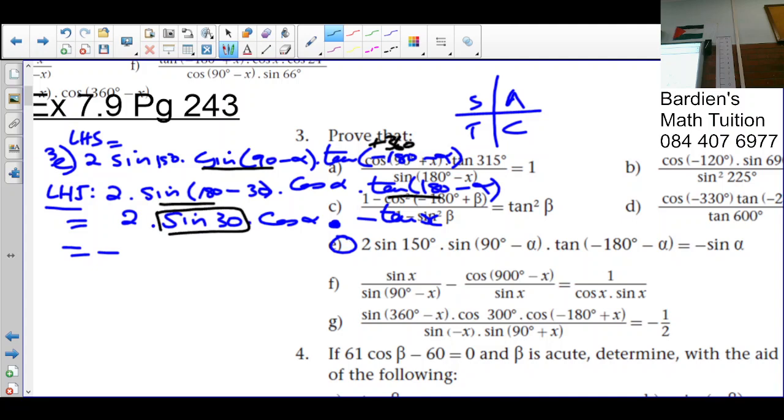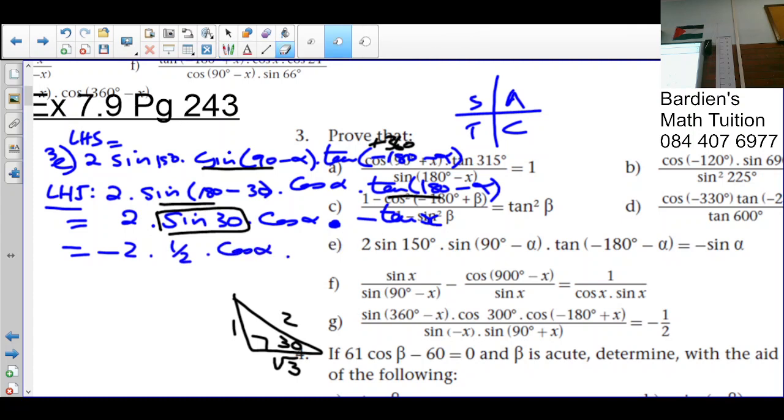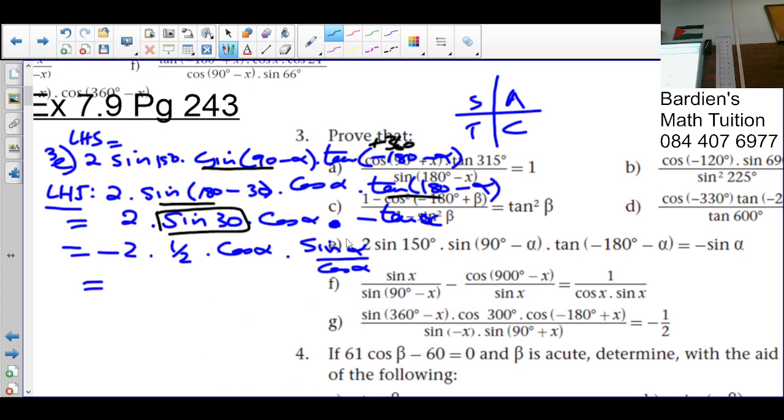So sine of 30, I need a special triangle. So it's 30, 1, 2, root 3. What is sine of 30? Half, times cos alpha, times tan alpha, which can be written as what? Sine alpha over cos alpha. Now what? Half times 2 is 1. So it's negative. Cos alpha cancels cos alpha. Sine alpha, which is equal to the right hand side.